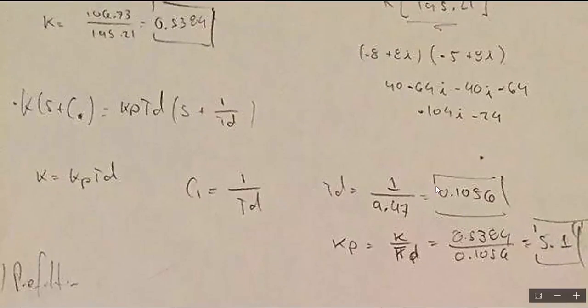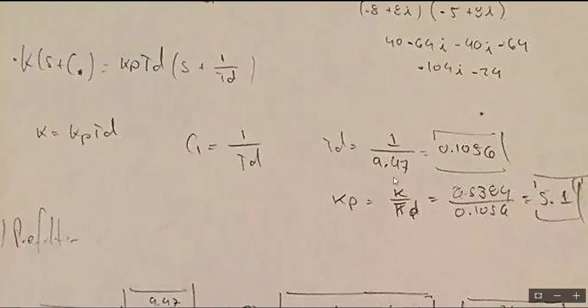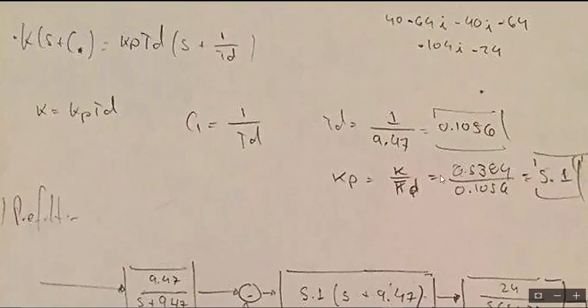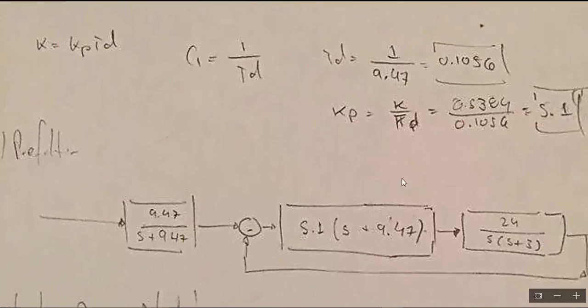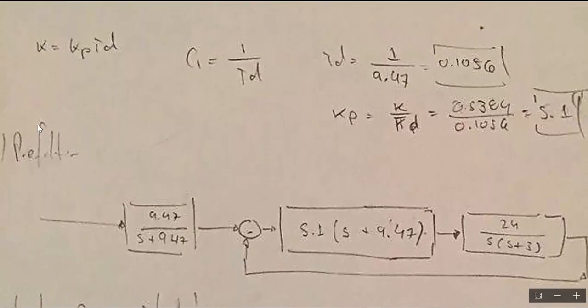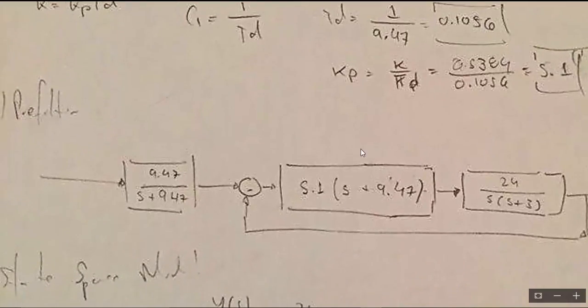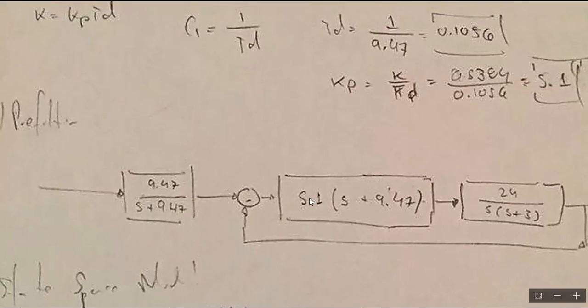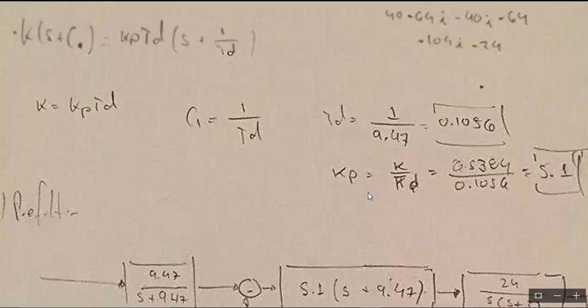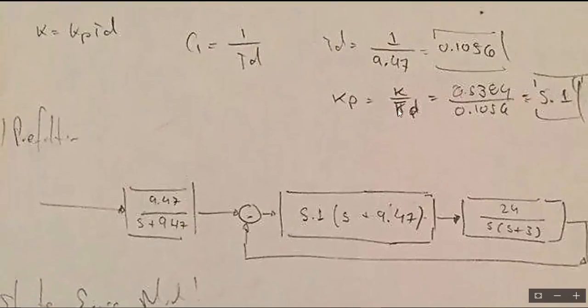Well, after we got all these constants, we can just put them in the formula to see the compensator. Well, this another point, there is going to be this, it asks us to perform a prefilter. This is the compensator that we got. There is the kp times td is equal to 5.1, and the value of 1 over td is equal to 90.47.